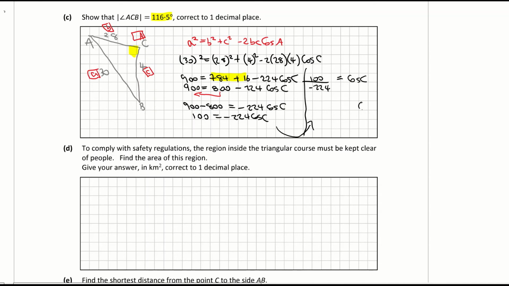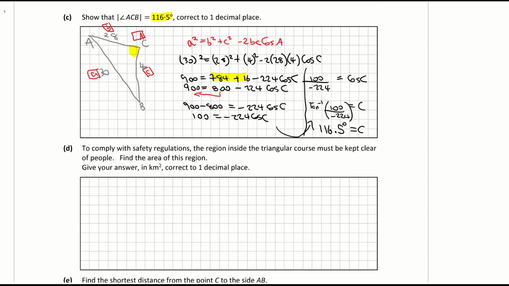And to get C on its own, we're going to use inverse. You can turn that into a decimal, but I'm going to leave it as the fraction. So 100 over minus 224, and the inverse of that is giving me an angle of 116.51. The question wants it to one decimal place, so 116.5 degrees.